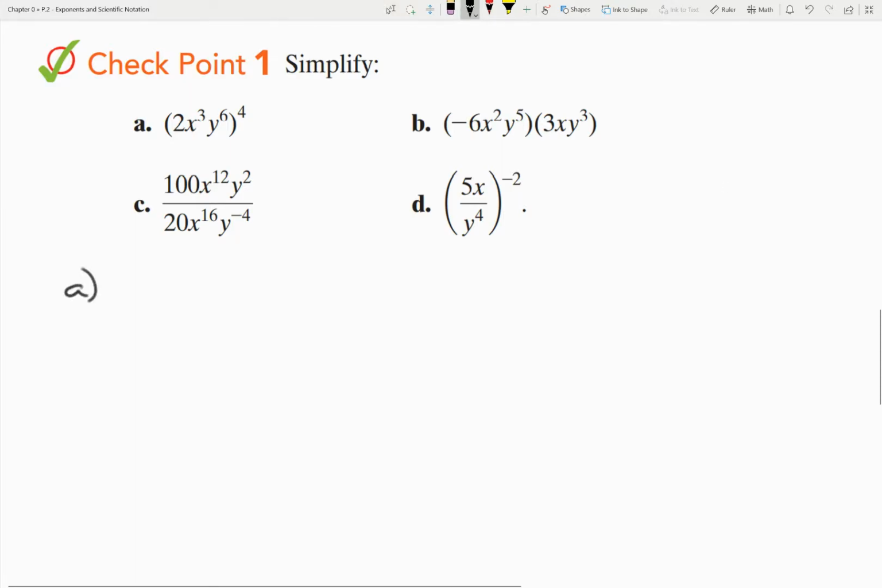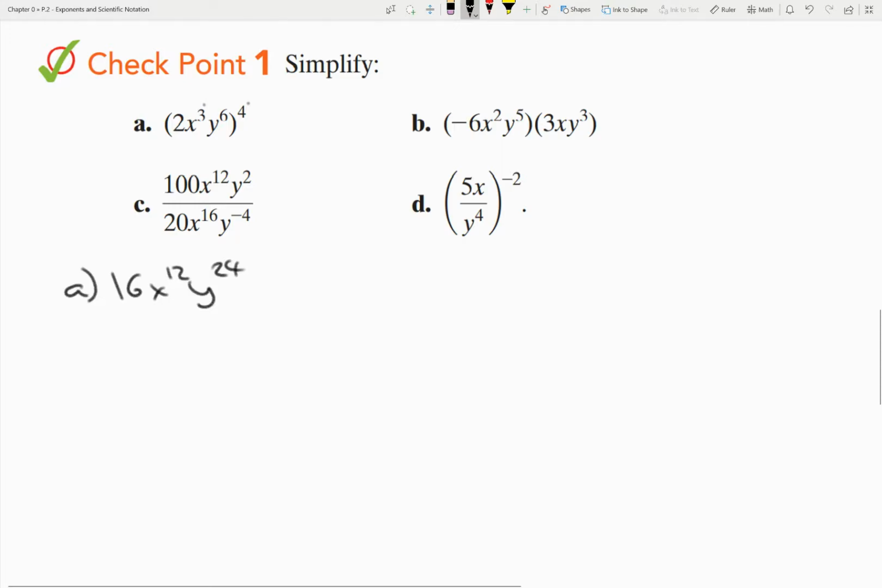So part A, raise everything to the 4th power. 2 to the 4th would be 2 times 2 times 2 times 2, which is 16. So that would be 16, x power to a power, we multiply, y power to a power, we multiply, and get 24.